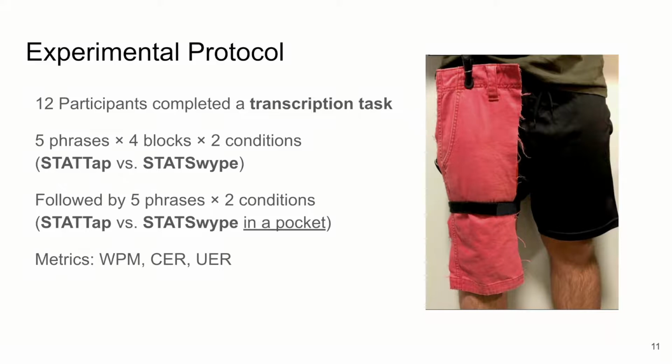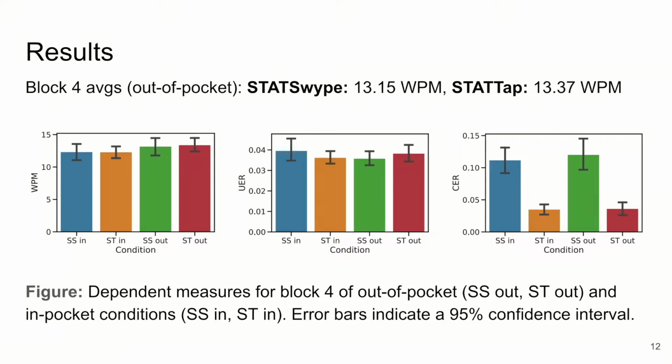For assessing STAT, we used a within-subjects design with 12 participants completing a transcription task. Each participant completed 20 phrases per condition of the phone mounted on the thigh, followed by 5 per condition with the phone located inside a pant pocket. We gathered words per minute, corrected error rate, and uncorrected error rate for each trial. While there are more results in the paper, I'll just focus on a few here.